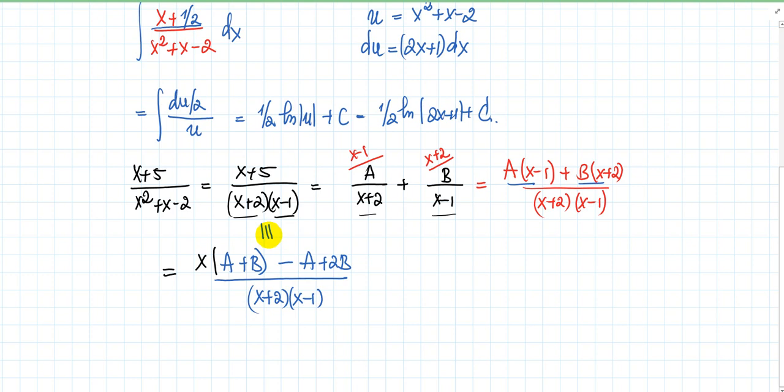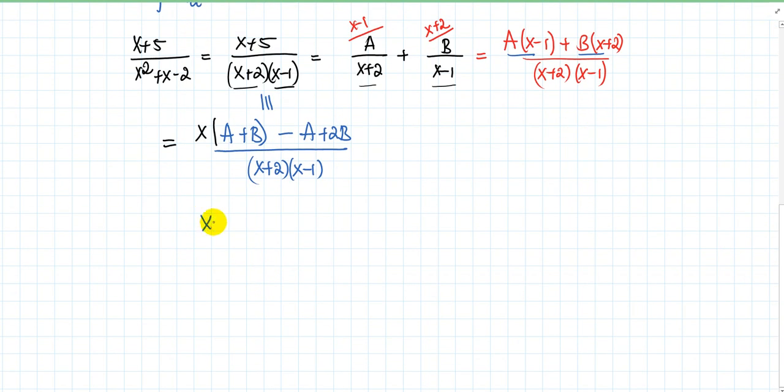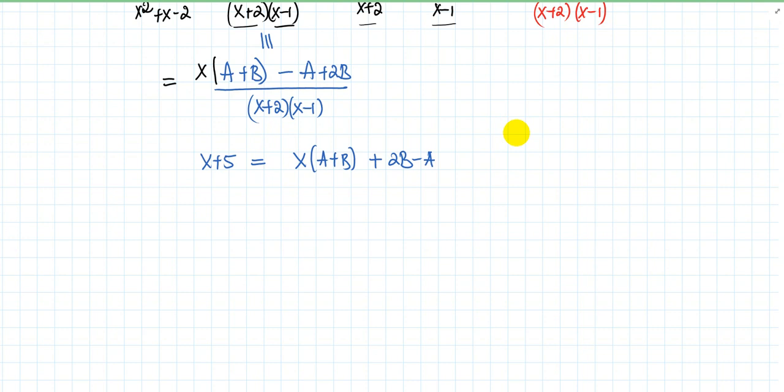Do you see that from here, their denominators are the same, right? We need to equalize their numerators. So I need to write that x plus 5 should be equal to x multiplied by a plus b, plus 2b minus a. Do you understand this? So the two polynomials should be the same, right? We say that two polynomials are the same if their corresponding coefficients are the same. So let us write down the definition of equal polynomials.